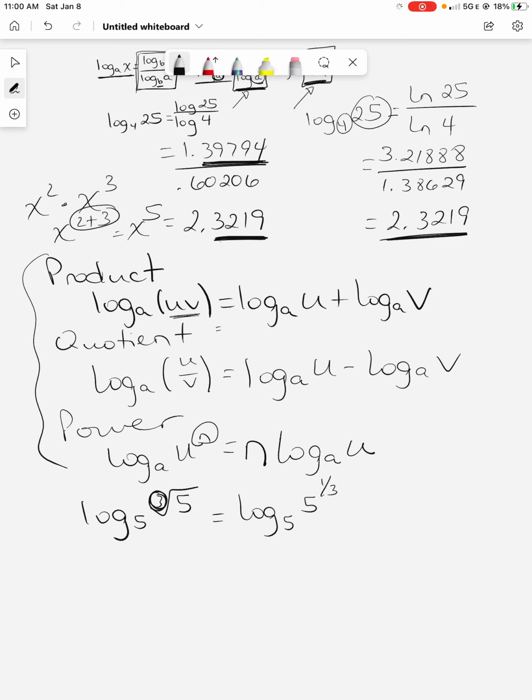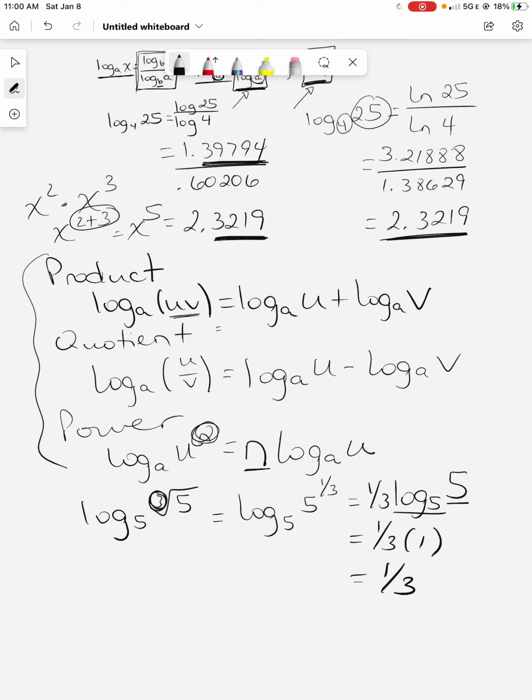So the cubed root is the same thing as the 1/3 power. The power rule here tells us that that exponent can come to the front. So this can become 1/3 times the log base 5 of 5. Then if we go back to the previous video where we looked at the basic properties of logarithms, we know that when this and this are the same, that's always 1. So this is 1/3 times 1, or 1/3.